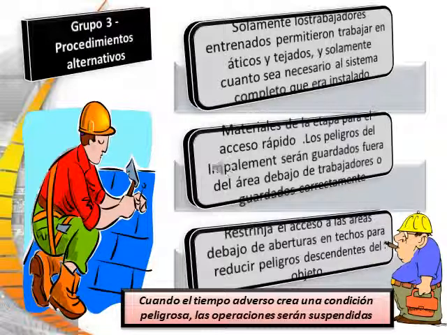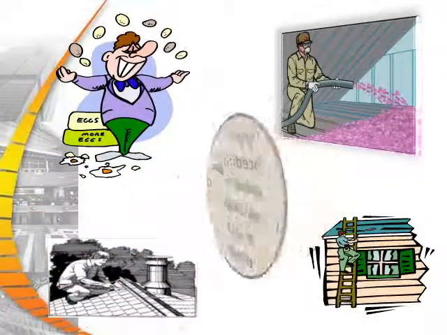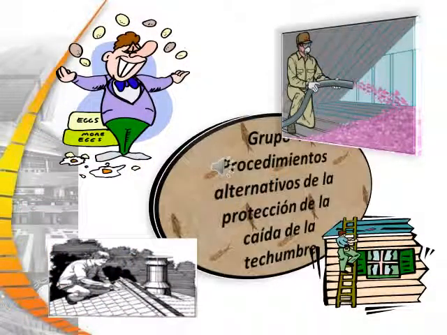Of course, a restricted access zone below the openings in the ceilings reduces the falling object hazards. When adverse weather conditions create a hazardous situation, all operations shall be suspended. Group 4, Alternative Roofing Fall Protection Procedures.